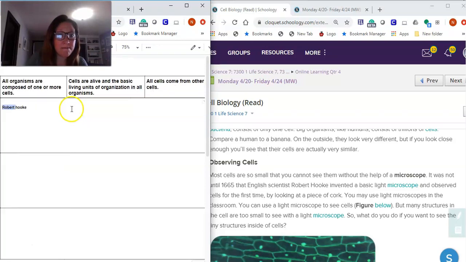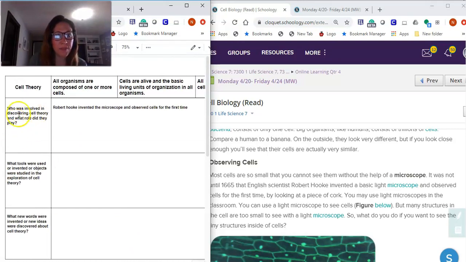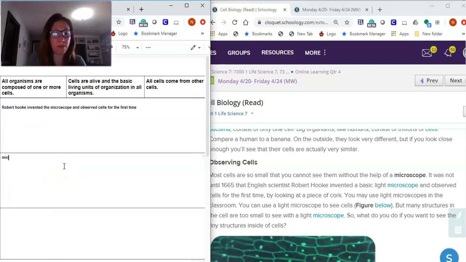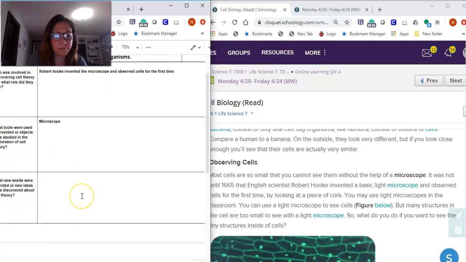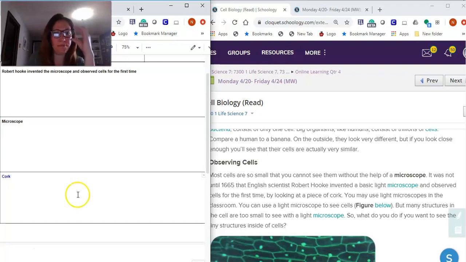So I learned that Robert Hooke was a scientist who invented the microscope and observed cells for the first time. So I added that information here to who was involved and what role they played. He used a microscope to observe these cells, and he studied cork. So I'm adding that information here to my note-taking sheet.